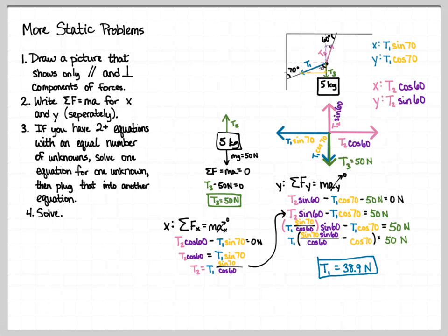So I found T1. Now that I found T1, I can plug it in to my second equation. And I get T2 is 38.9 times sine 70 over cosine 60. And I get 73.1 newtons. So that one wasn't too bad. Let's do another one.